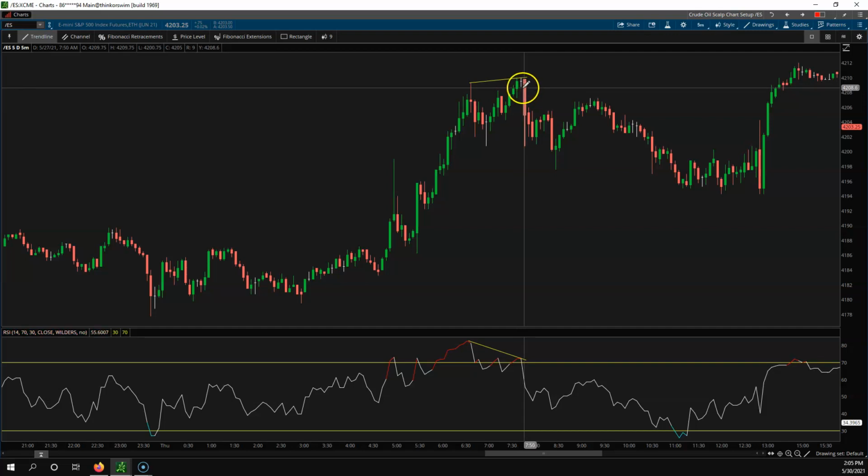And then once we see the break below here by one tick, whether it's 1 penny or 1 tick, depending on what you're looking for, that would be your telltale sign to get short, because your stop would go right above these highs.